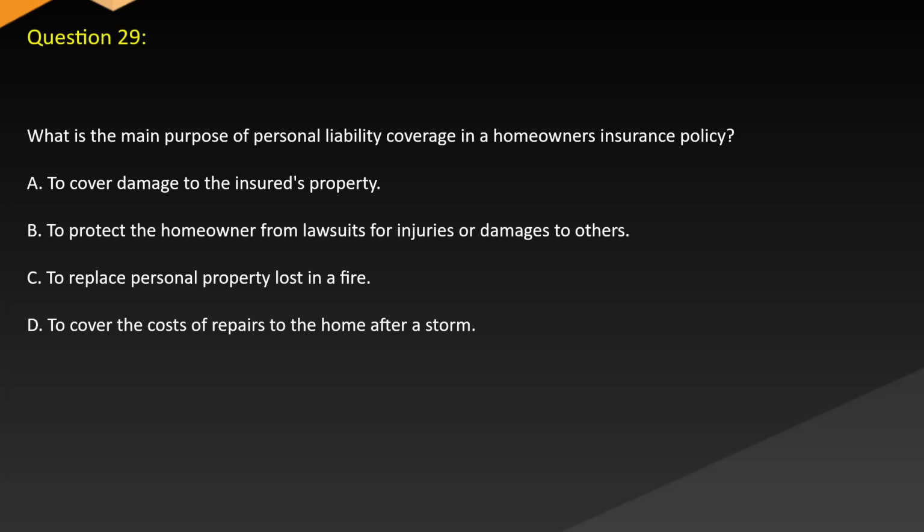Question 29. What is the main purpose of personal liability coverage in a homeowner's insurance policy? A. To cover damage to the insured's property. B. To protect the homeowner from lawsuits for injuries or damages to others. C. To replace personal property lost in a fire. D. To cover the costs of repairs to the home after a storm.